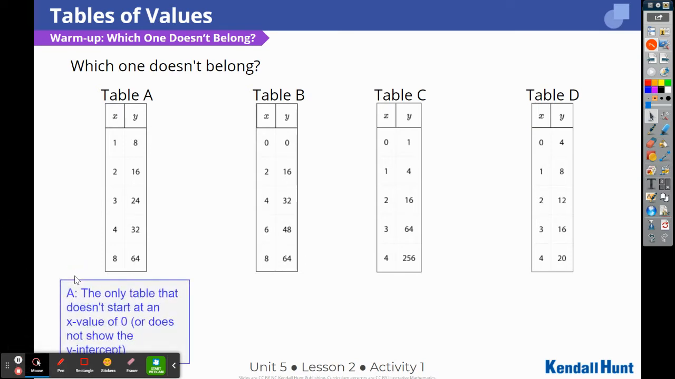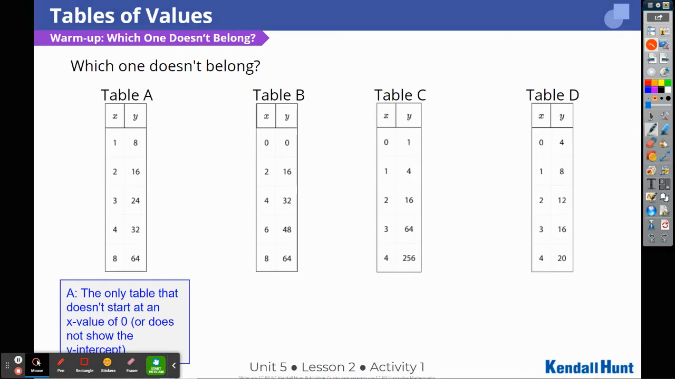All right, so table A is the only table that doesn't start at 0, 0, or any value on the y-axis. You cannot see a y-intercept. If you look at the pattern, the difference between 8 and 16, it's increasing by 8. 16 to 24, it's increasing by 8. So we're just adding 8 every time.